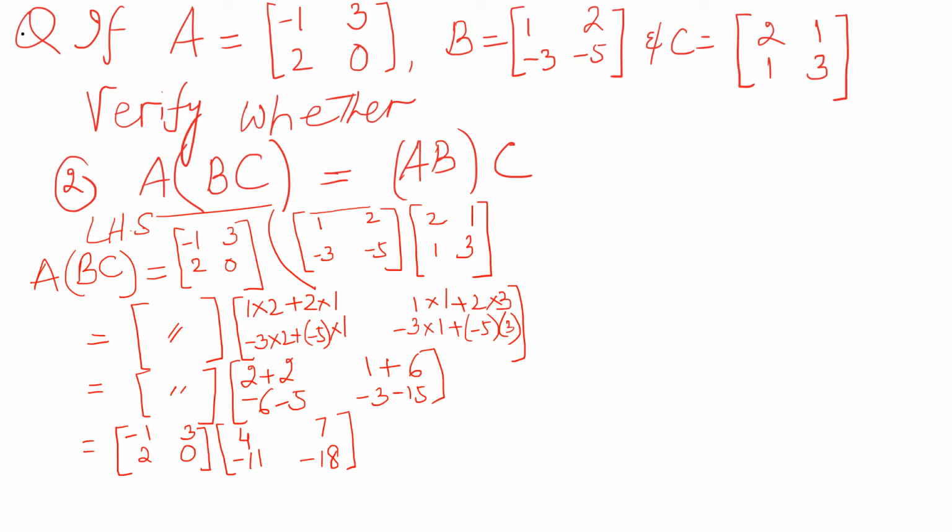So now this one, 4 7 -11 and -18, this is for B and C. When we multiplied B and C, we get 4 7 -11 and -18, and this is A. Now we have to multiply A with this BC, which is the answer of BC. Same steps: -1 multiplied by 4 plus 3 multiplied by -1. This row with this column, then this row with this column.